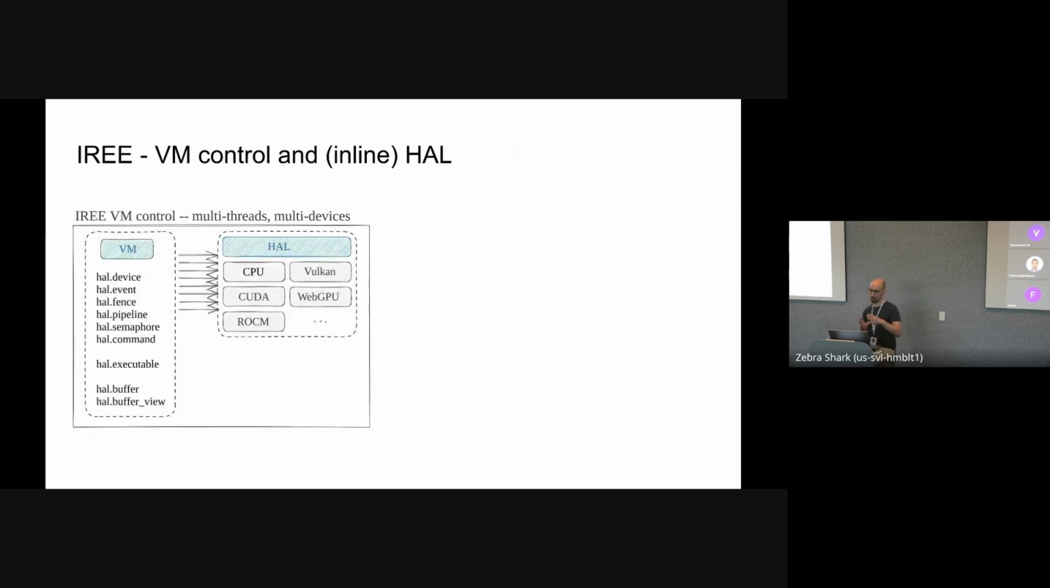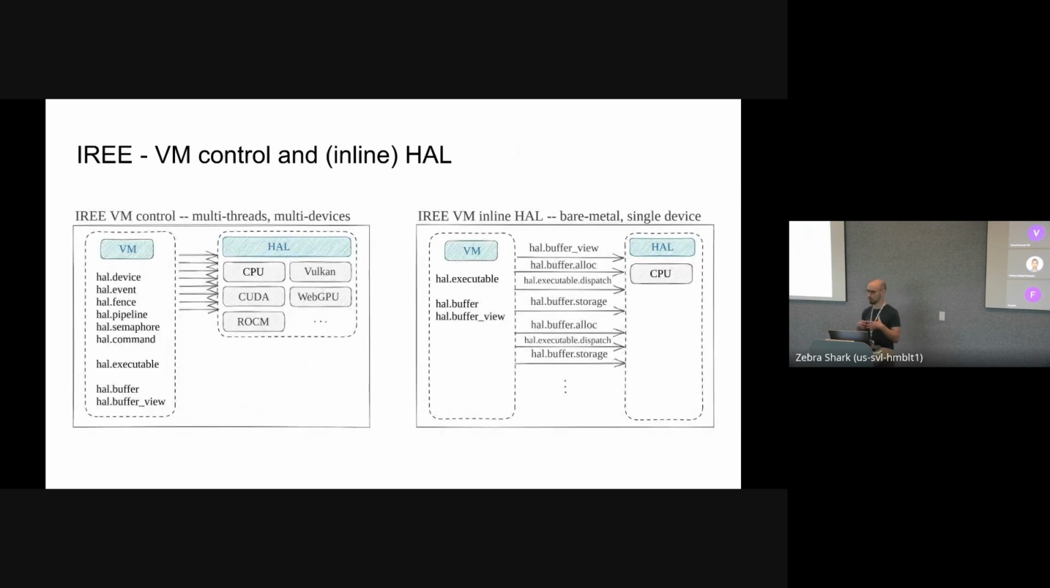So another option is to take a look at the VM control. Normally the VM controls multiple threads, multiple devices. And there are some options which are more favorable for a bare metal single device. This is the so-called inline HAL. So you don't have to set up your device because you only have one device. You don't need fences or pipelines. You just support your CPU-only target. This is called the inline HAL, which has lower capabilities, but also a smaller size compared to the complete HAL, which IREE normally provides you.